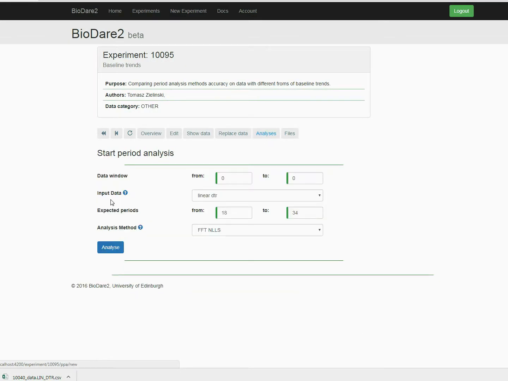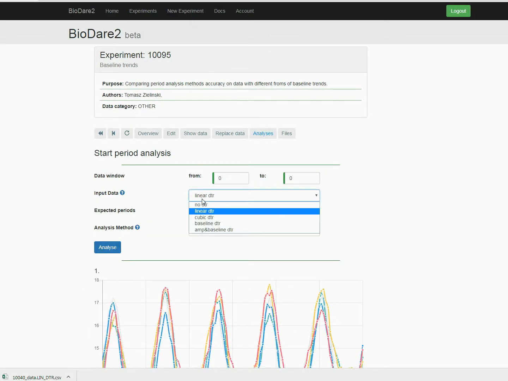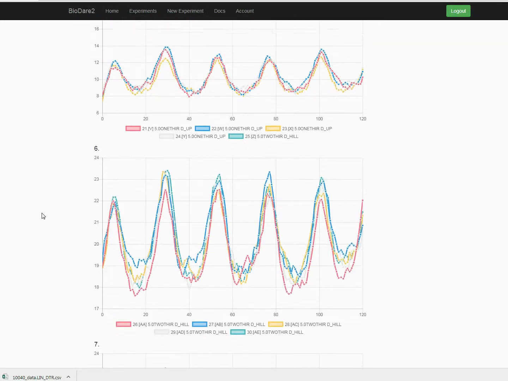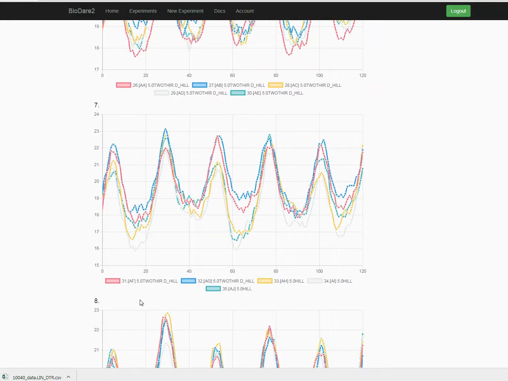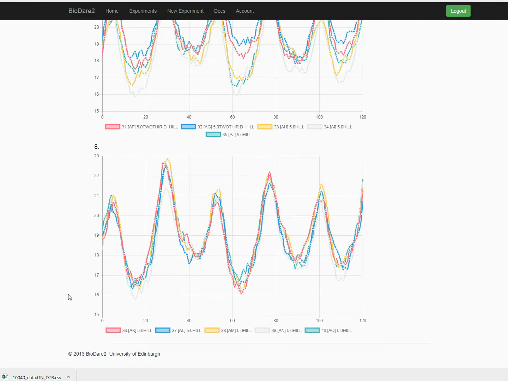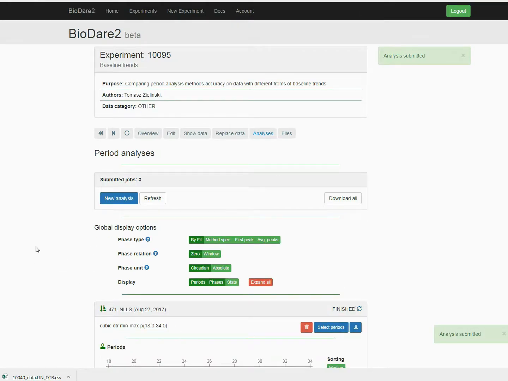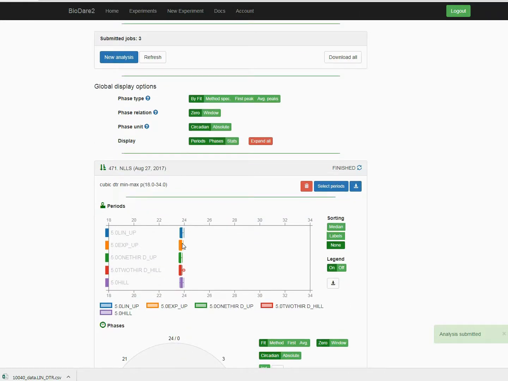Let's check if the other form of the detrending can solve the problem. I will try cubic detrending. If you look at the data, it clearly removes all the baseline trends. Now the data are flat, with easily distinguished oscillations. So let's analyze them. Once the results are back, we got the average period around 24 hours for all the forms of the trends.